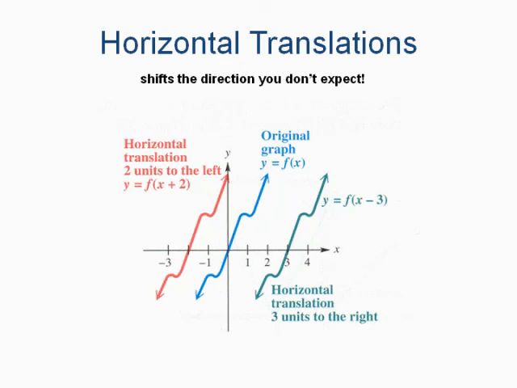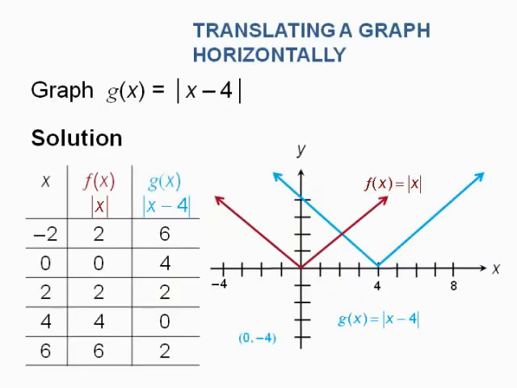Now, notice what Young puts here. Horizontal translations shift in the direction you don't expect. So if the original graph is f of x, if you go saying f of x minus 3, you might expect it to go left 3, but in reality it goes what? Right 3. So be careful on these horizontal translations. If it's f of x plus 2, you might expect it to shift right 2, but it shifts left 2. Every single point. So be careful.